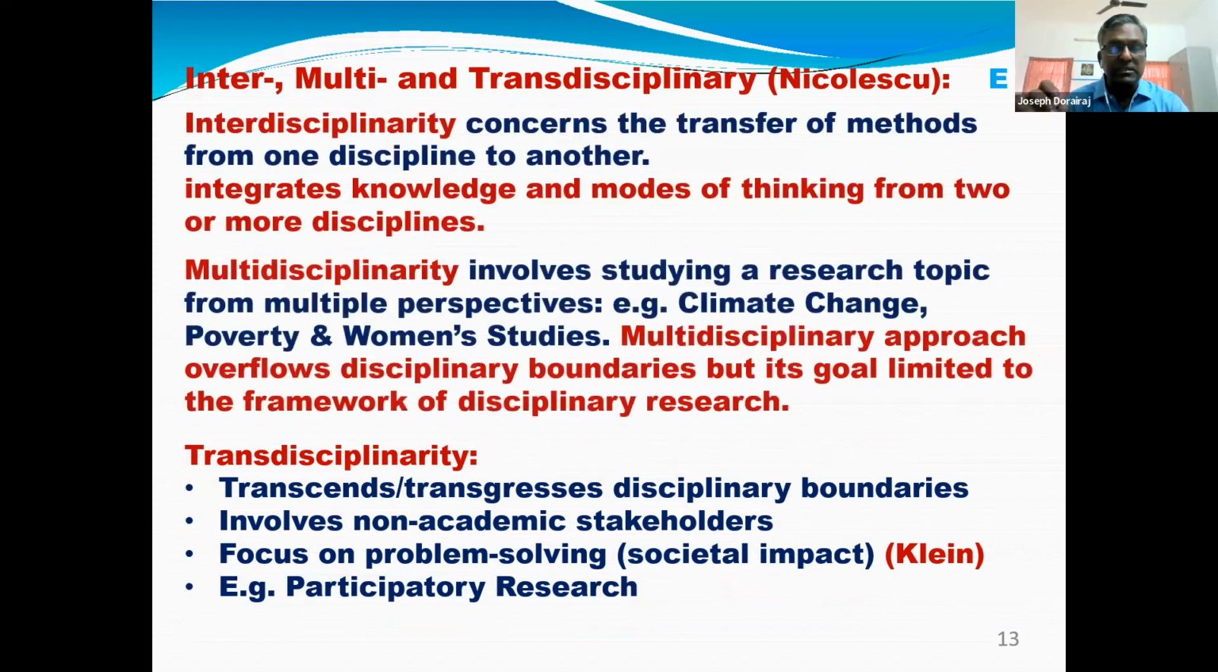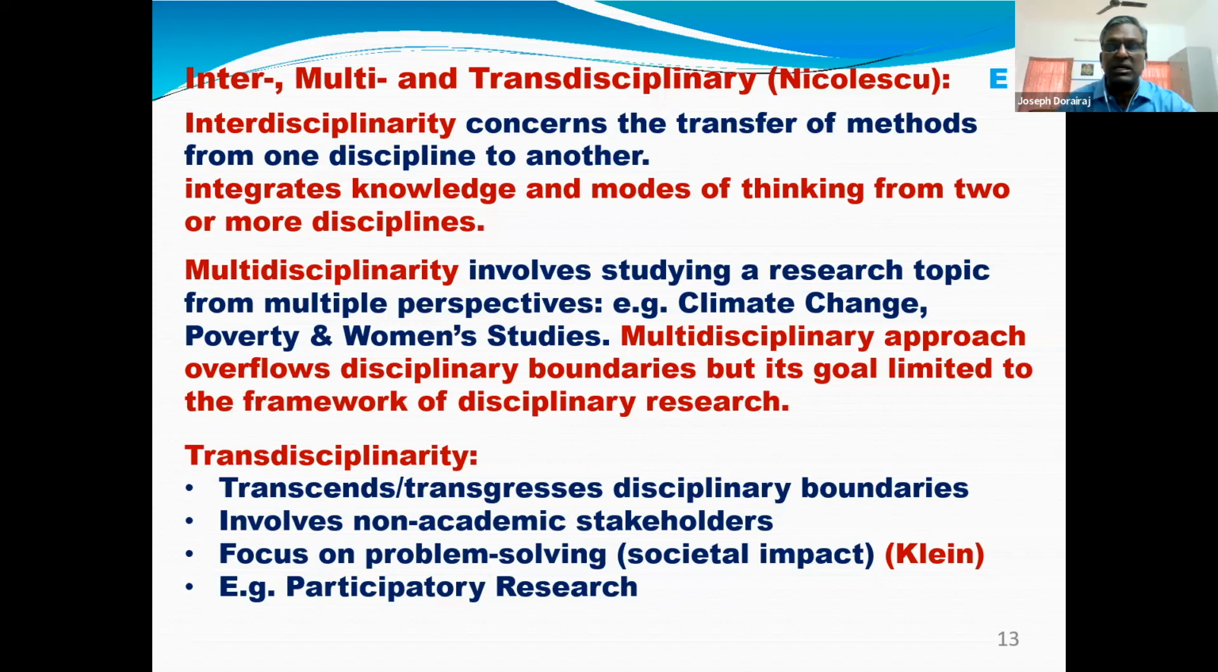So, the third term is transdisciplinarity. So far, we have been talking about interdisciplinarity and we have also been talking about multidisciplinarity. So, now it is time to introduce the third term. So, that term is transdisciplinarity.